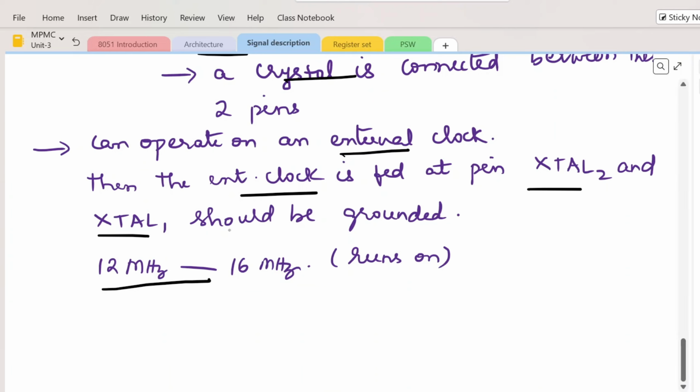So this is the pin description of the 8051, and in the next video we will discuss the register set of the 8051 microcontroller.